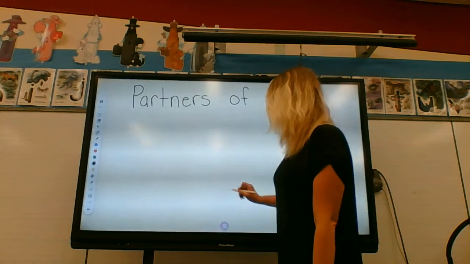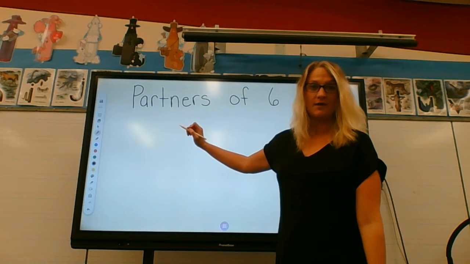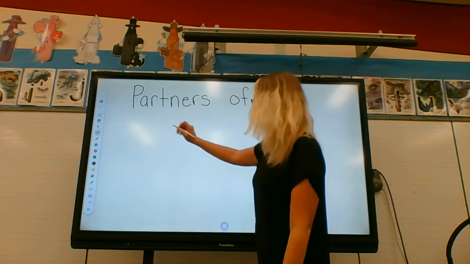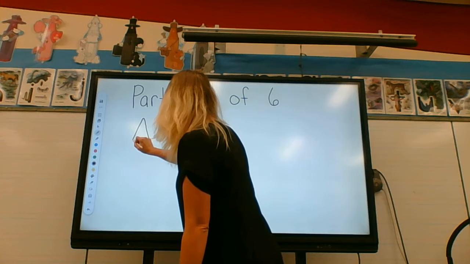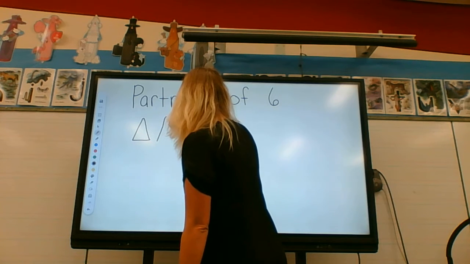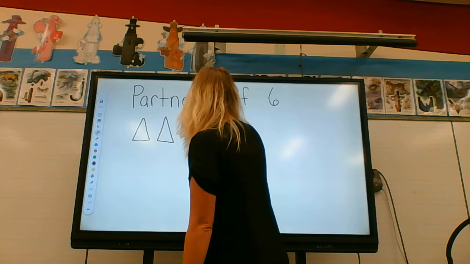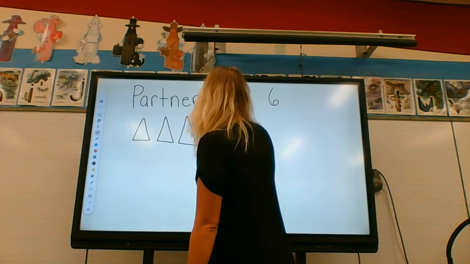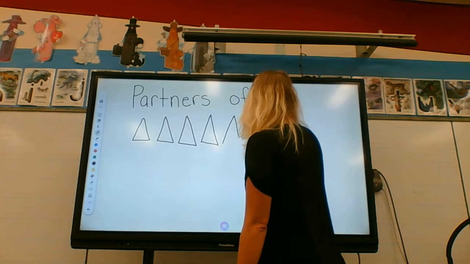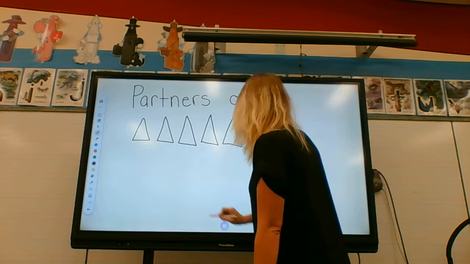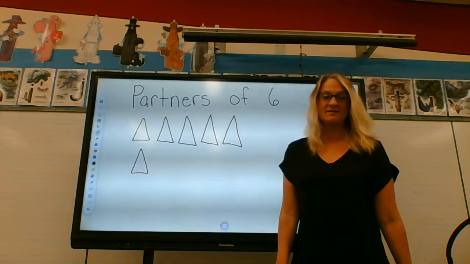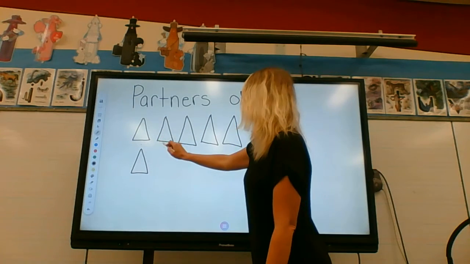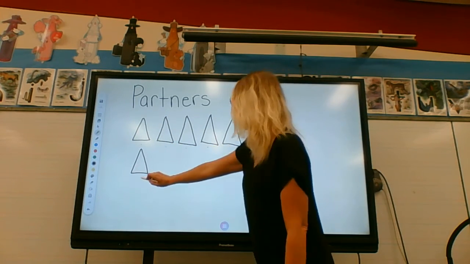So I'm going to start with the first row that you see that has the triangles. So I'm going to show you the first one in the first row that you have to do by yourself. Making sure that I have 6 triangles since we're finding partners of 6. Okay, so let me double check and count to see that I have 6 triangles. 1, 2, 3, 4, 5, and 6.